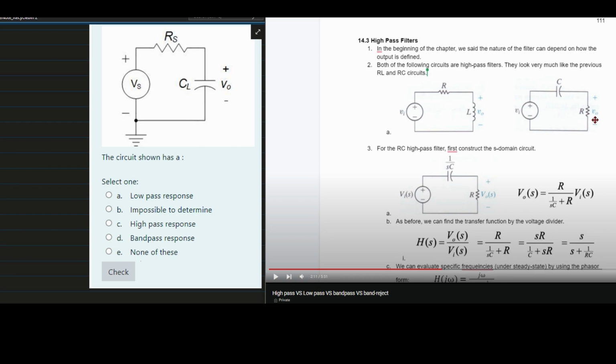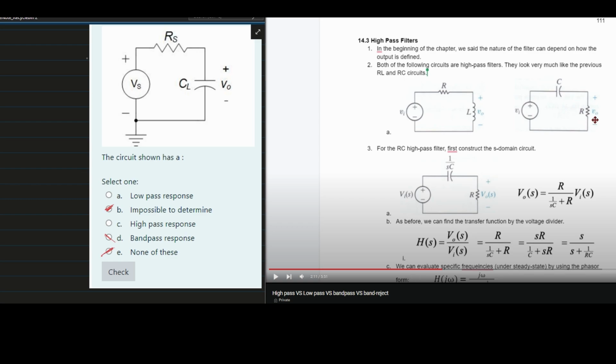If we have an R, or resistor, and a capacitor like this, we know it has to be some kind of filter. So it's definitely not impossible to determine. It's definitely not none of these. And so it has to be either low pass, high pass, or band pass. Now band pass usually has a little bit more to it, and more can be found about this in the notes in the playlist link below the like button. So we're not going to be looking at band pass here. That's not going to be one of our options. So it's either high pass or low pass.